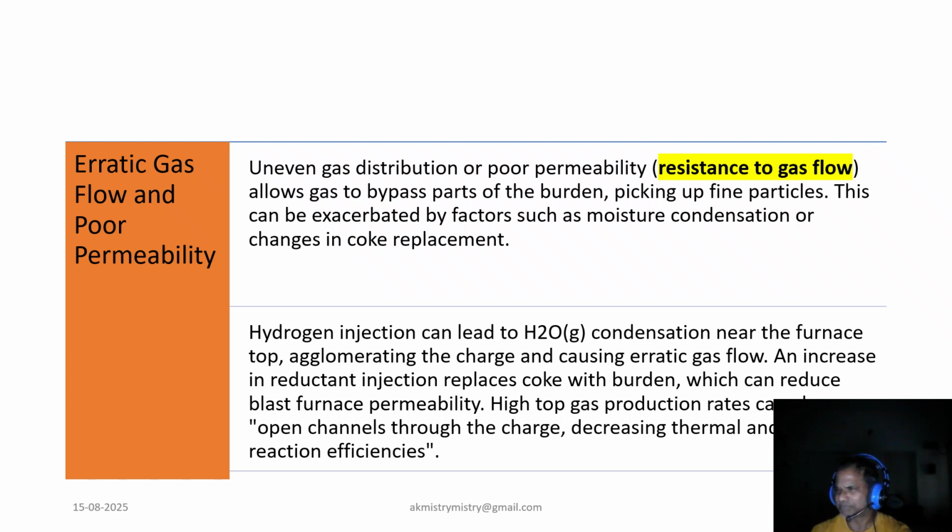Now coming to the erratic gas flow and poor permeability, you can see that uneven gas flow allows bypassing of the burning zone, picking up fines, and moisture condensation from hydrogen injection or hydrogenous fuels can agglomerate the charge, increasing intensity. Coke replacement and high gas rates also reduce the permeability, creating channels that lower reaction efficiency.